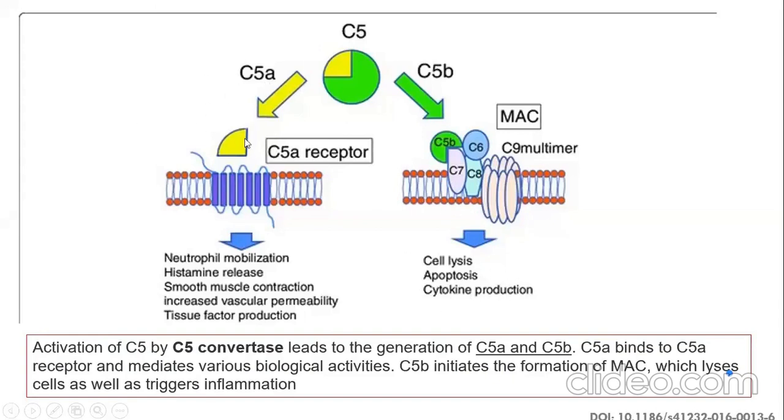The C5a, on the other hand, has other functions. It goes and binds to other receptors on cells. The alternate functions of C5a are neutrophil mobilization, histamine release, and increased vascular permeability and tissue factor production. So both fragments of C5 are involved in functions: one is important for the MAC in the complement pathway, and the other does a parallel function.